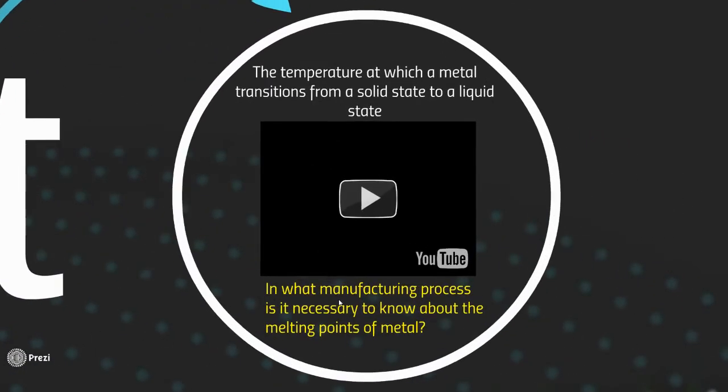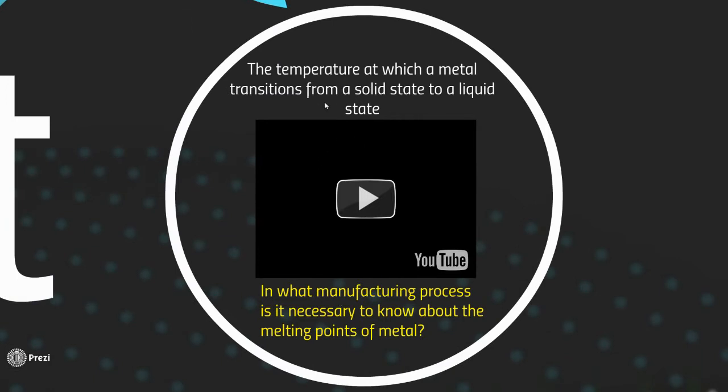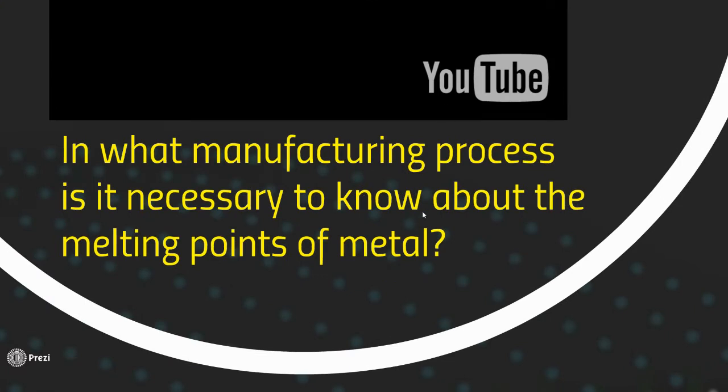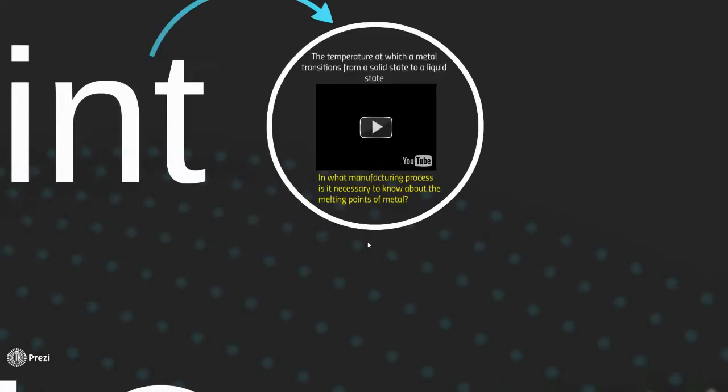Melting point is another physical property. What's the temperature at which that metal is going to change from a solid to a liquid? That's the melting point. Quick question here. What manufacturing process do you think it's necessary to know about the melting points of metal? Well, if you've guessed already, the answer is casting, because in the casting process, you melt the metal down, pour it into a mold, and then you let it solidify.